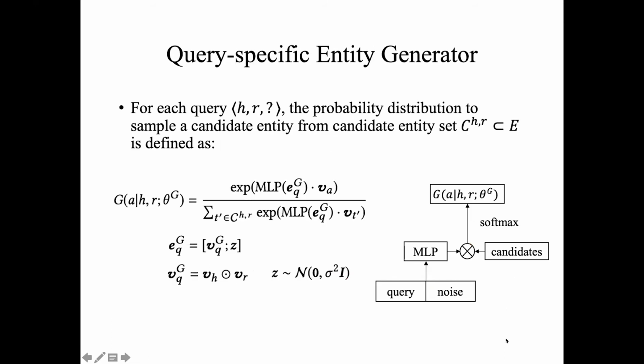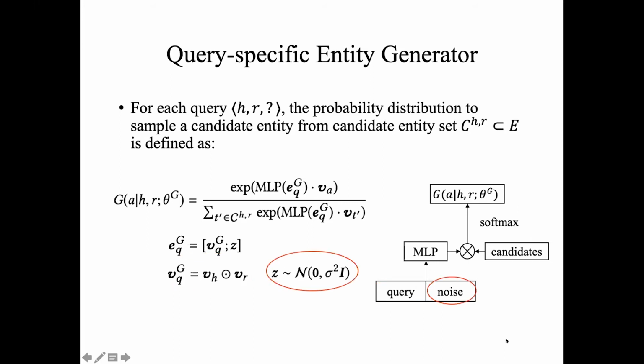Then we look at the generator. For each query (H, R, ?), the probability distribution to sample a candidate entity from the candidate entity set is defined as the following formula. We can implement the query representation in any way as we need. Here, we just use the Hadamard product of the target entity embedding and relation embedding as the query representation.